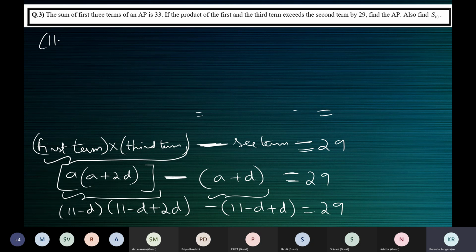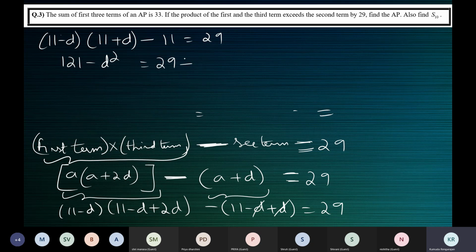So you get 11 minus d into 11 plus d, and then minus... what happens there? Minus d and plus d cancel, equal to 29. So now this is like (a plus b) into (a minus b), which is a squared minus b squared. So this is equal to this one, on transposing, 29 plus 11.